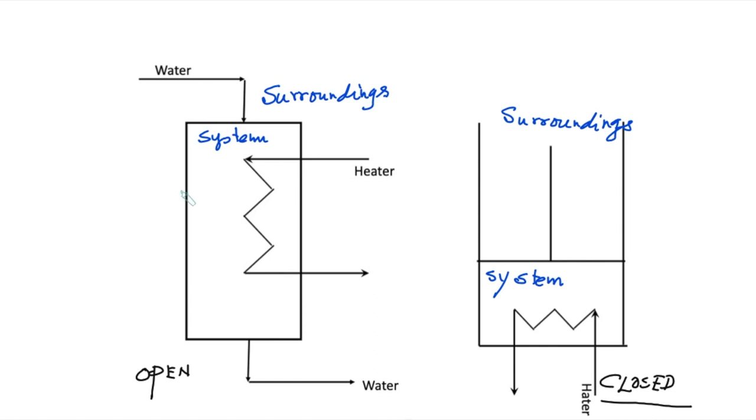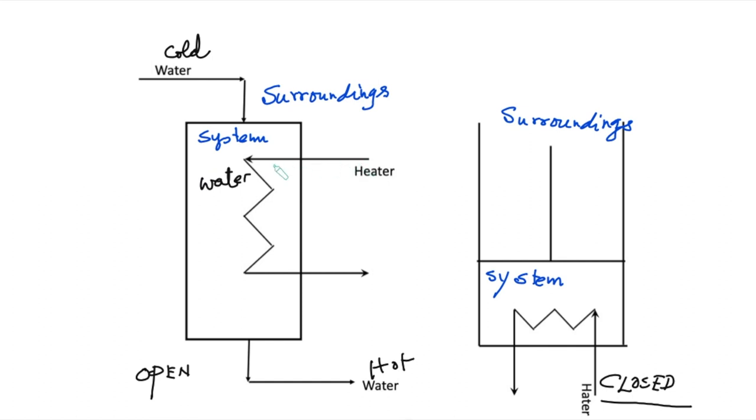So this is my continuous water heater. There is water here. In this water heater, water continuously flows inside the system. This is the cold water that comes in, and this is the hot water that's going out. And the water is being heated with the help of a heater.